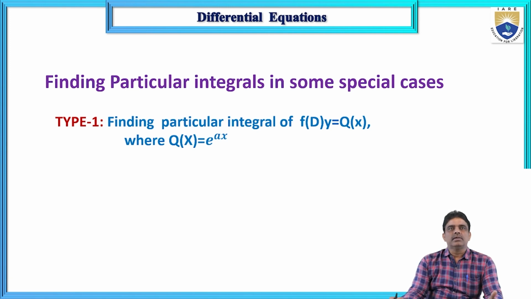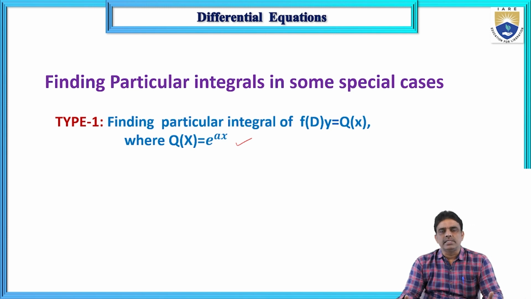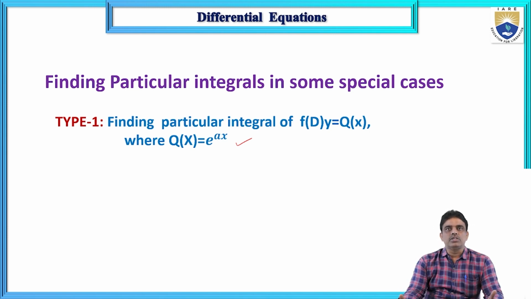So here, I am going to explain the type 1 particular integral finding method, that is finding the particular integral of f of D of y is equal to q of x, where q of x is equal to e power ax. This is type 1. We have various types, type 1, type 2, type 3, type 4 and type 5. These are what we call shorter methods to find the particular integral. Instead of using the conventional method, by using the definition, we can find the particular integral very easily instead of the complex procedure.